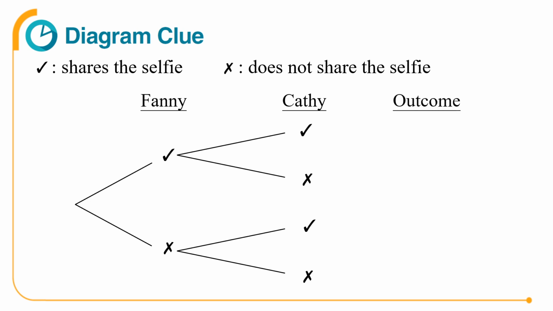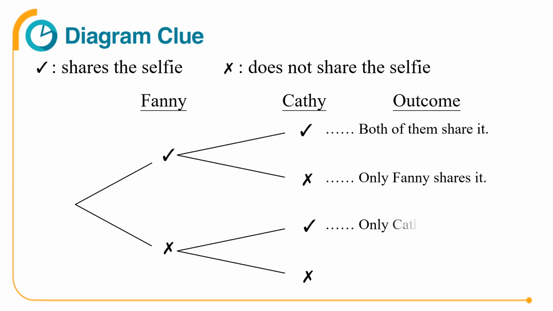As a result, there are a total of 4 possible outcomes, which are both girls share the selfie, only Fanny or Kathy shares it, and none of them share it. Now we have an idea of the possible outcomes. Let's get to the questions.